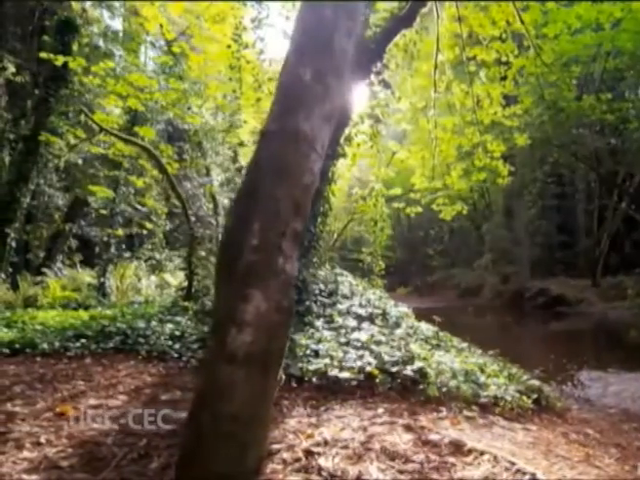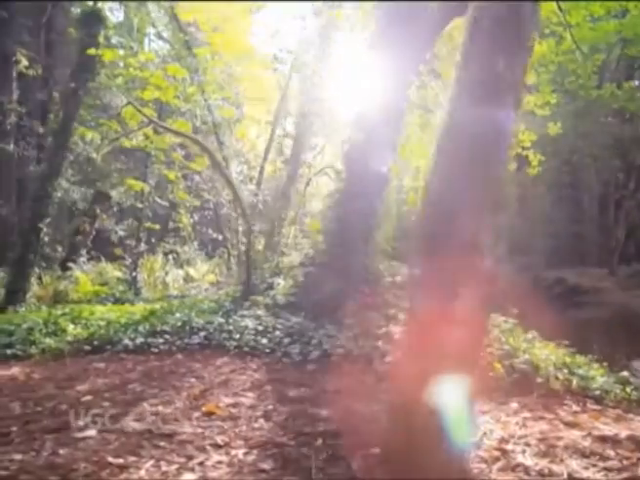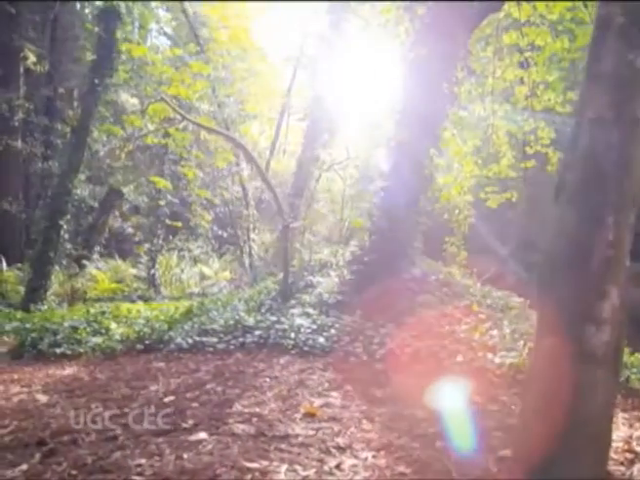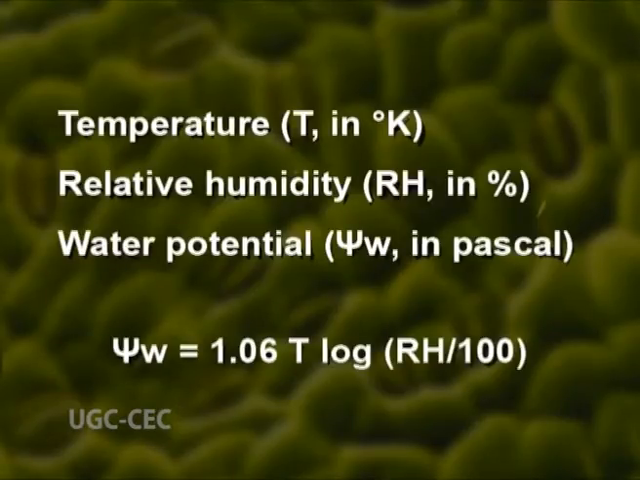Temperature as an environmental factor affecting transpiration also relates to water potential and relative humidity. The relationship of temperature, that is T in degrees Kelvin, relative humidity RH in percentage, and water potential psi W in Pascal is shown in the following mathematical equation provided by Hopkins in 1995.